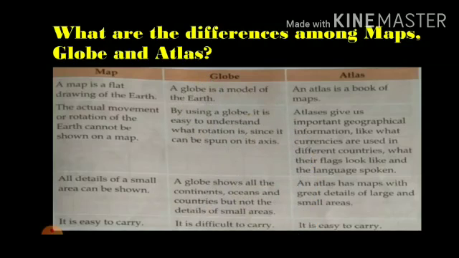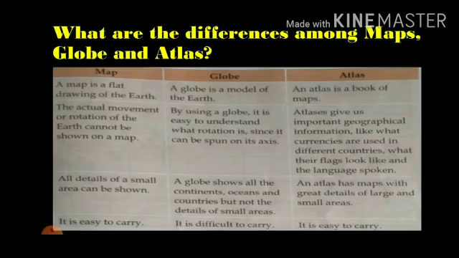Next, what are the differences among maps, globe and atlas? These differences among these three are very important. Okay. A map is a flat drawing of the earth. A globe is a model of the earth. An atlas is a book of maps. So, in the first point, we are discussing the definition of these three.